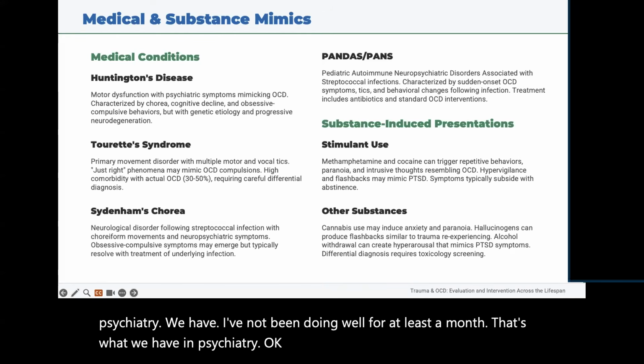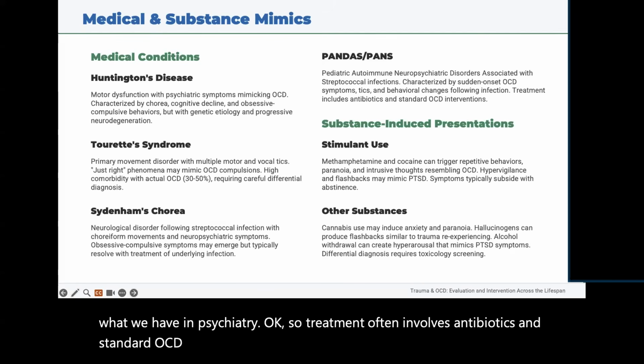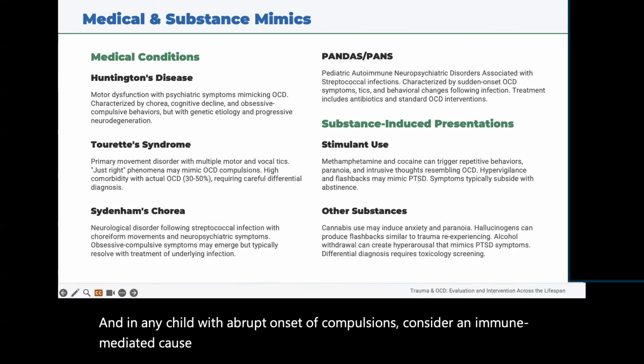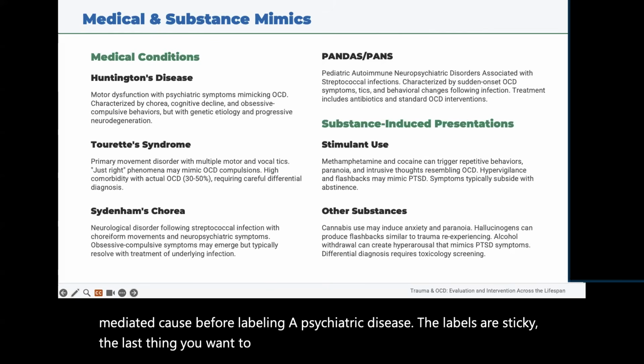So treatment often involves antibiotics and standard OCD interventions because they can habituate the maladaptive behavior. And in any child with abrupt onset of compulsions, consider an immune-mediated cause before labeling a psychiatric disease. The labels are sticky. The last thing you want to do is cast that die too early.